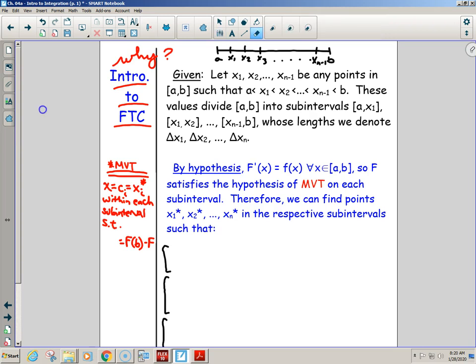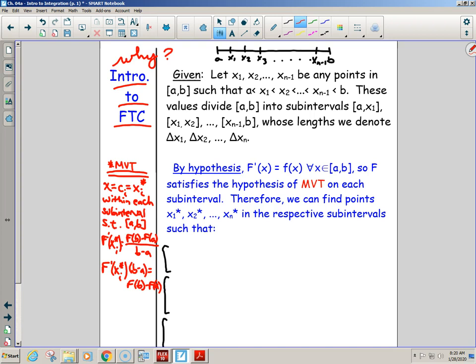You could say that, but the problem is for each subinterval, well, we could say each subinterval a to b, but we're going to have to broaden that now that we have all these other ones. So for each subinterval, F of b minus F of a all over b minus a is equal to some sort of special f prime of x star. So we can move this, f prime of x star times b minus a is equal to F of b minus F of a.